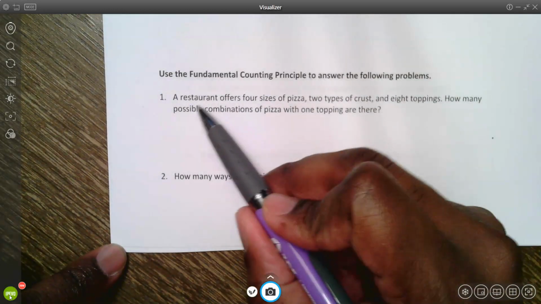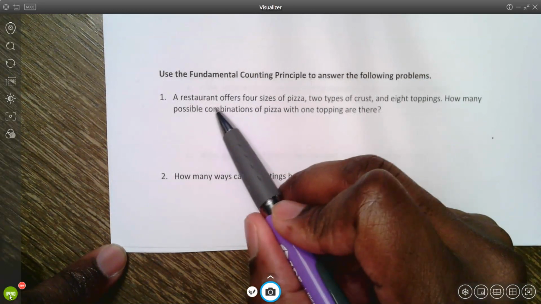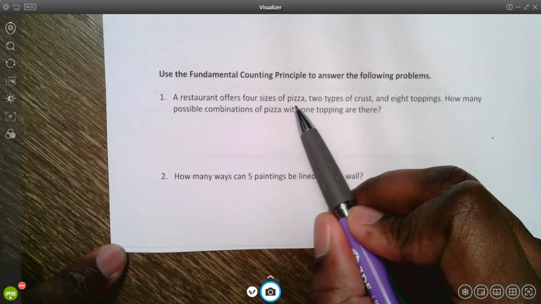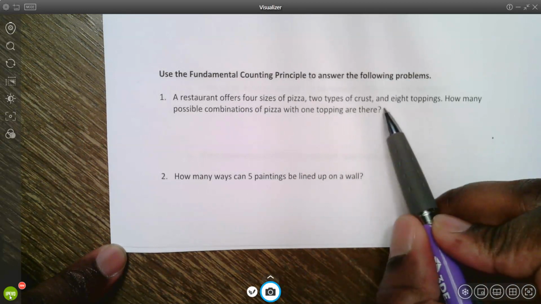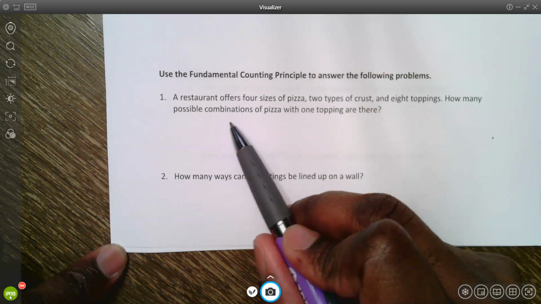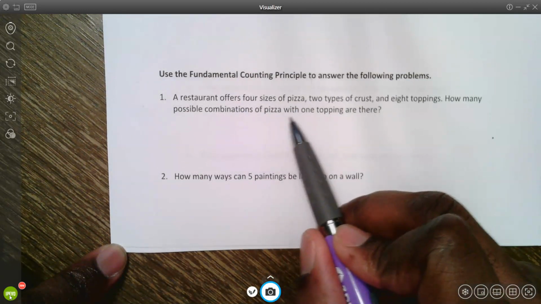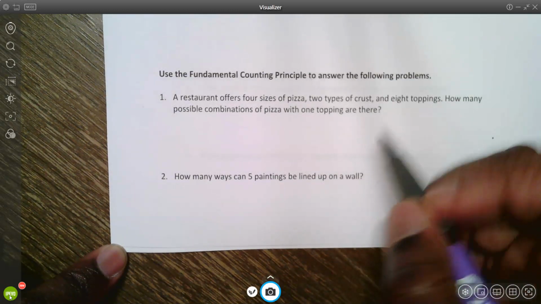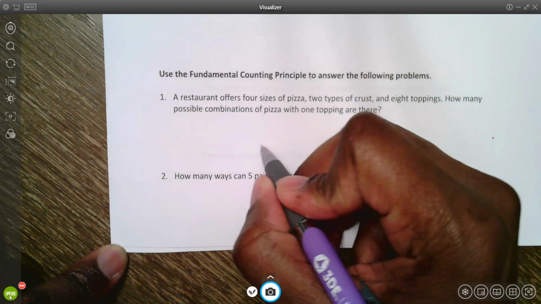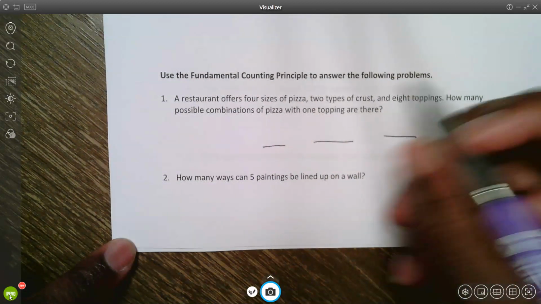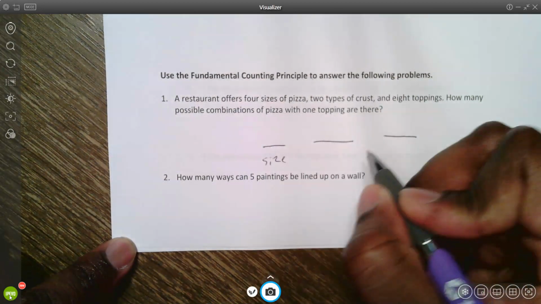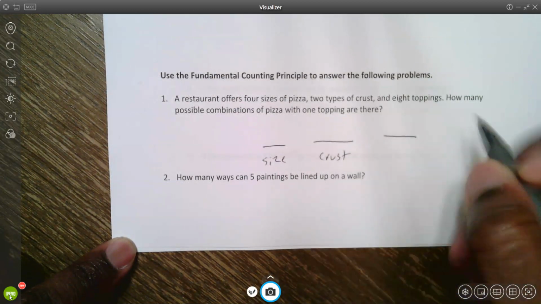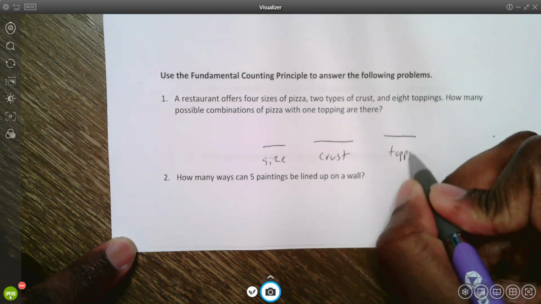Alright, so the next example says, a restaurant offers 4 sizes of pizza, 2 types of crust, and 8 toppings. How many possible combinations of pizza with only 1 topping are there? So that basically means you can't pick all 8 toppings. But we got 3 different categories. We got a size category, we have a crust category, and we have a topping category.